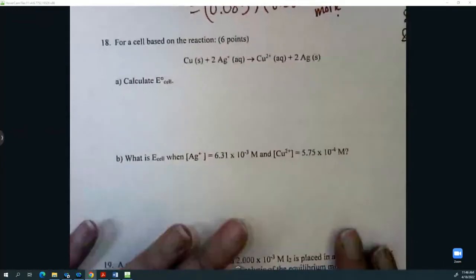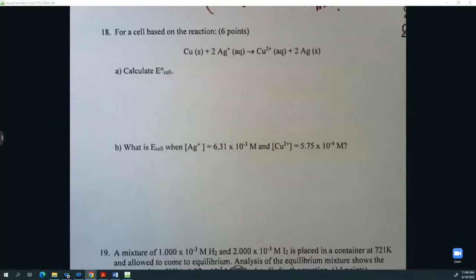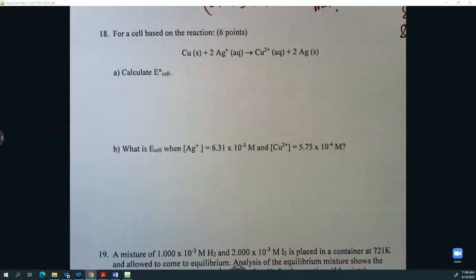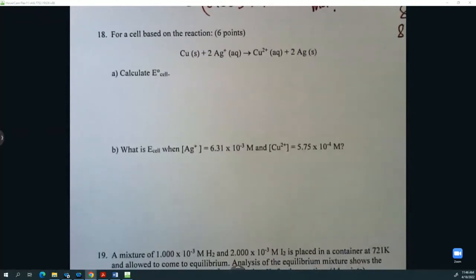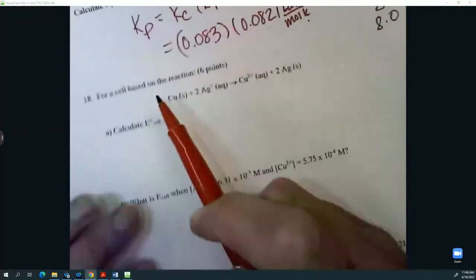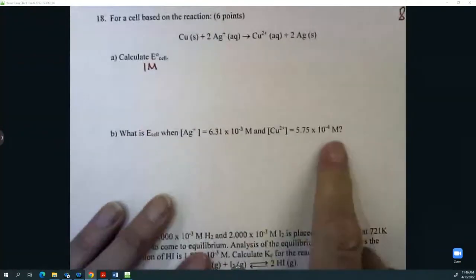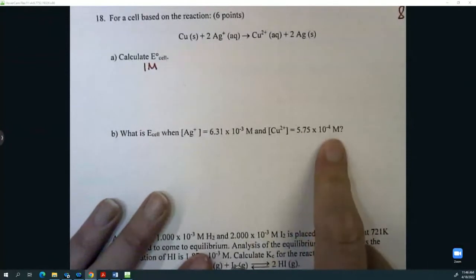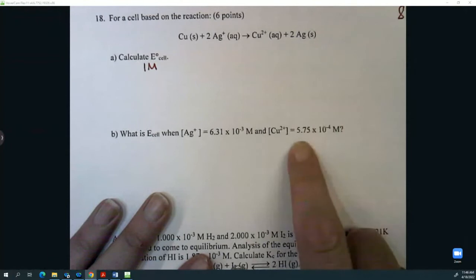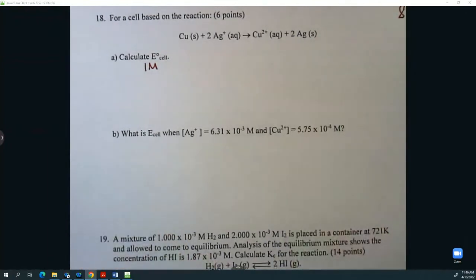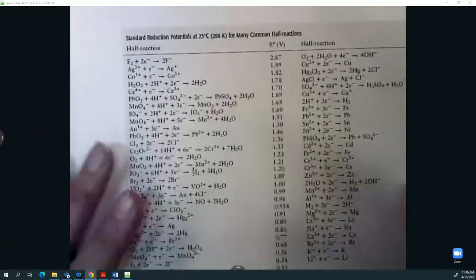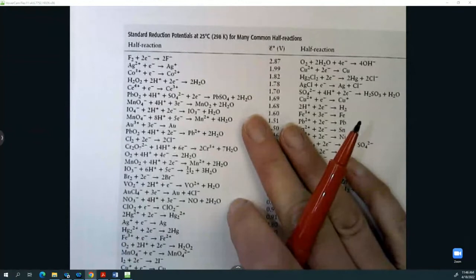Okay, so now onto an electrochemistry problem. First I need E cell, so E cell standard, and remember the standard part means that it's 1 molar. And then they give me some different concentrations, so I'll figure that one out. But I need E cell standard first, no matter what. So what I need to do is pull out my table of potentials. You'll have this whole table on the exam as well.